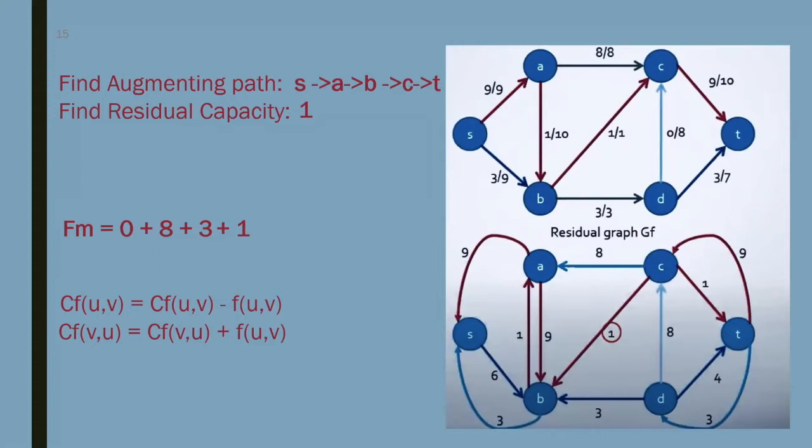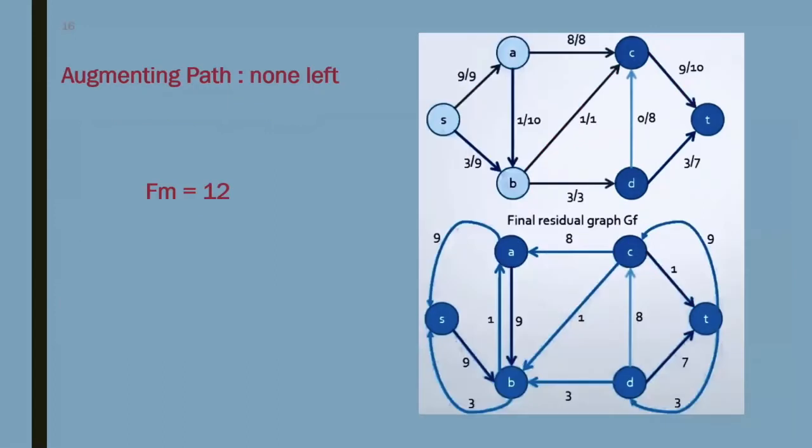Only this time we find none, as you can see. With this graph, there is no possible way to get to T from S. So the algorithm has terminated and is returning the value 12 for the maximum flow.